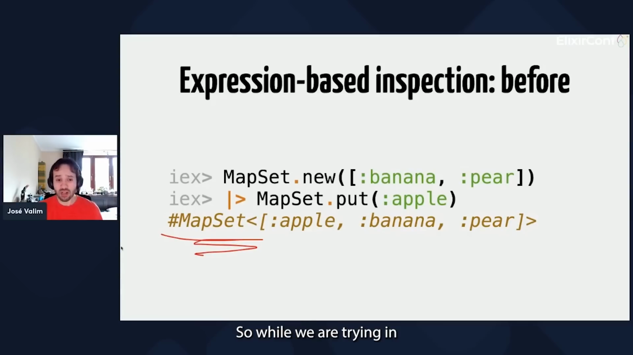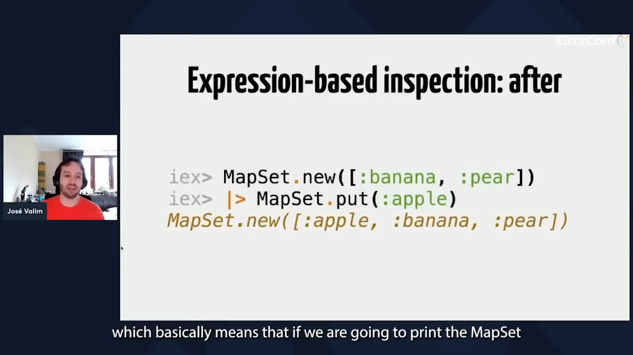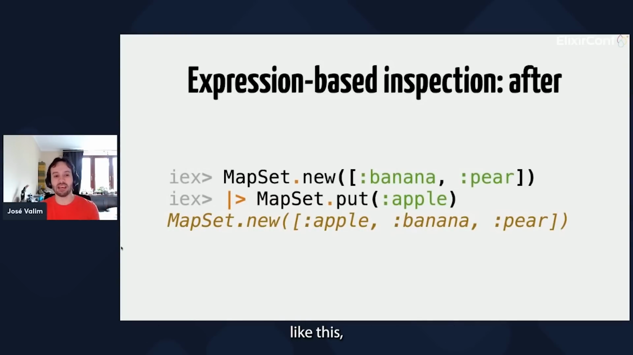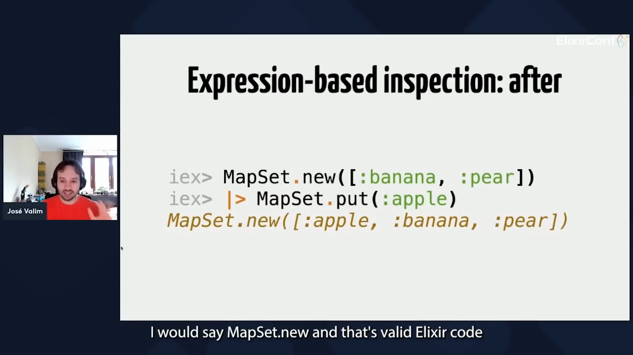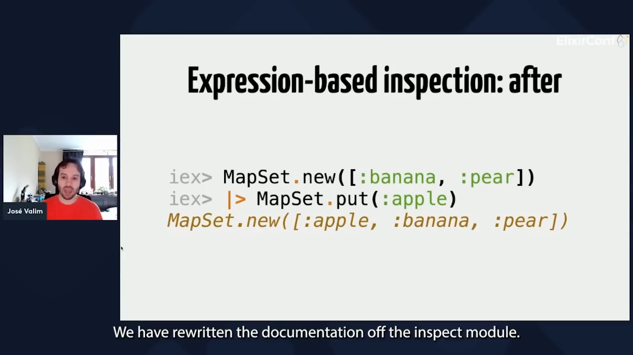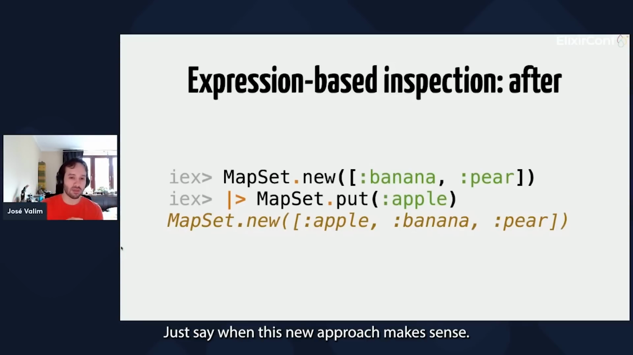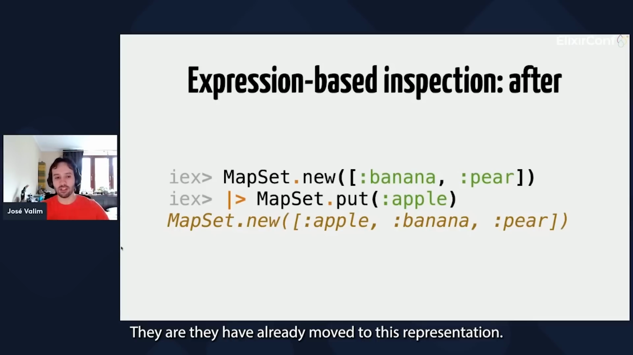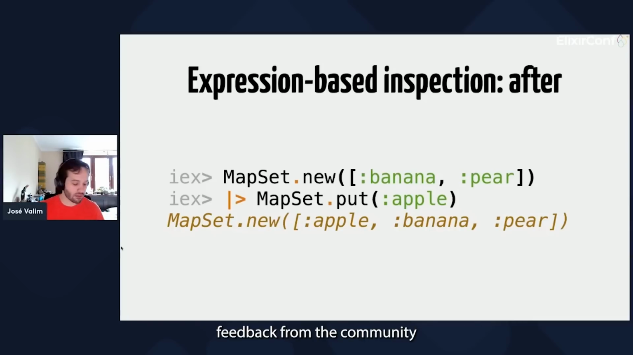So what we are trying in Elixir 1.14 is to use an expression-based inspection, which basically means that we are going to print the MapSet like this now. Let's say MapSet.new. And that's valid Elixir code. We can now get this, you can put it in your editor, you can execute it, and it's going to work. So we are trying this for a couple data structures where this makes sense. We have rewritten the documentation of the Inspect module to say when this new approach makes sense. I know some projects like Decimal have already moved to this representation, so we will be really eager to collect feedback from the community.